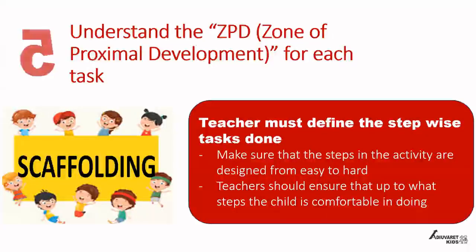In that, we have to create the activity from level 1 being the easiest one, and level 5 being the last part of the activity. That means when level 5, the fifth step, is done, the child will be able to complete the task, and that becomes completion of the task. Teachers should ensure up to what step the child is comfortable. So in a nutshell, as a teacher, we must understand and define the zone of proximal development for each and every child and for each and every task being done by them.